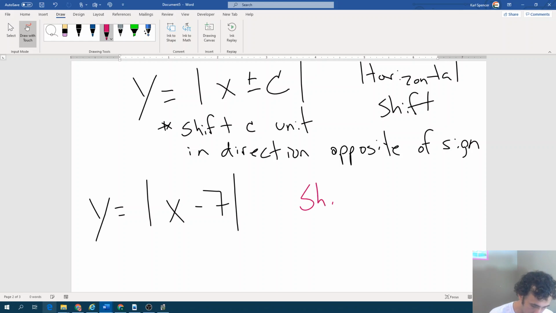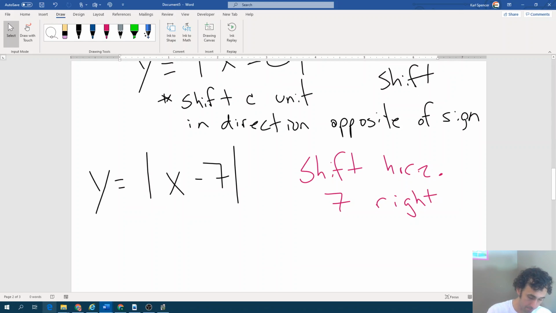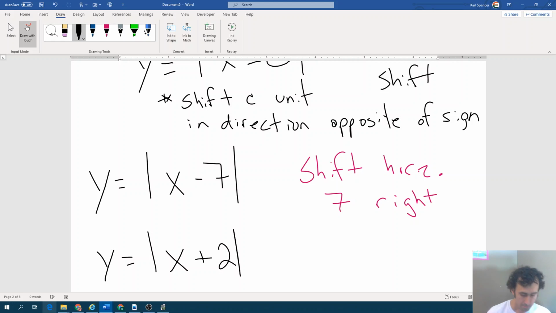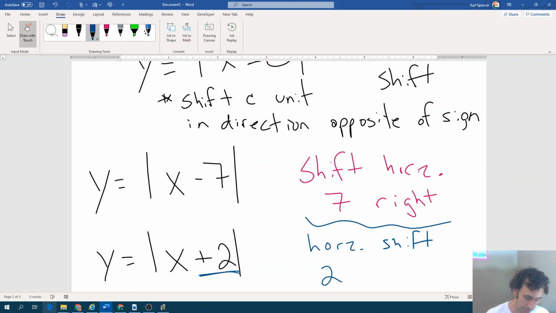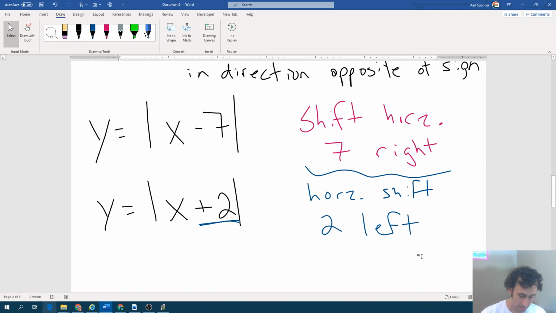So it's going to shift horizontally 7 units. And because it's the negative, we're going to use the opposite sign. We're going to shift 7 to the right. It's opposite. If we had y equals the absolute value of x plus 2, again, it's on the inside. So this is going to be a horizontal shift. Because it's a 2, it's going to be 2 units. Plus 2 means 2 units to the left. We can shift it 2 units to the left.